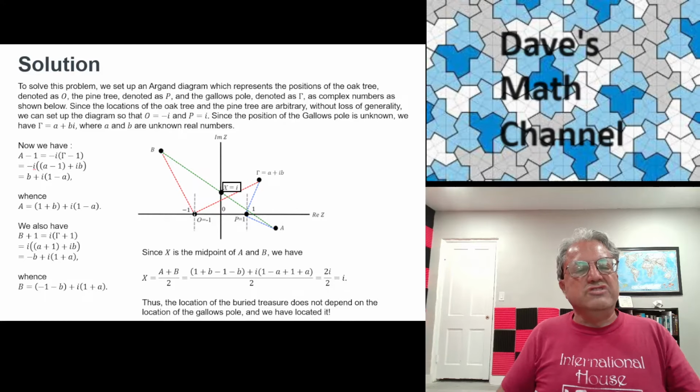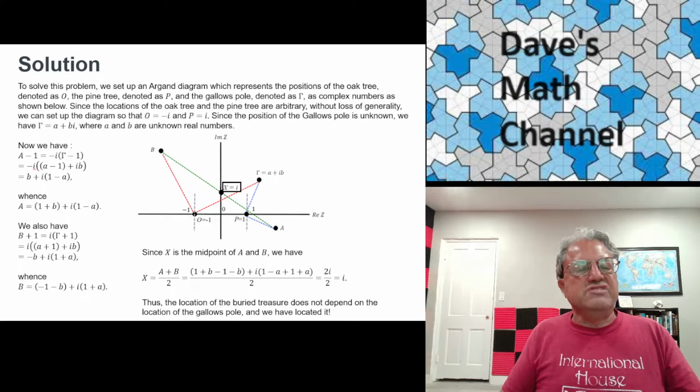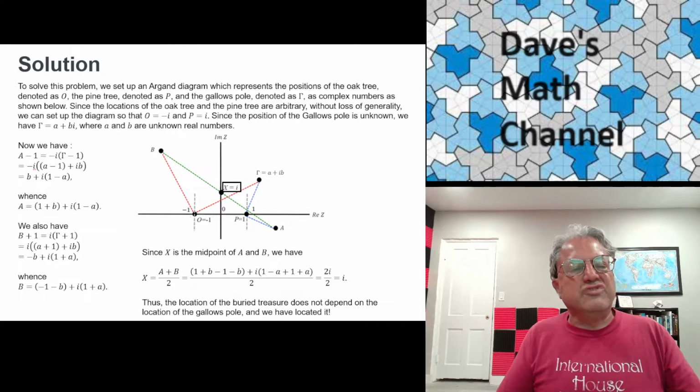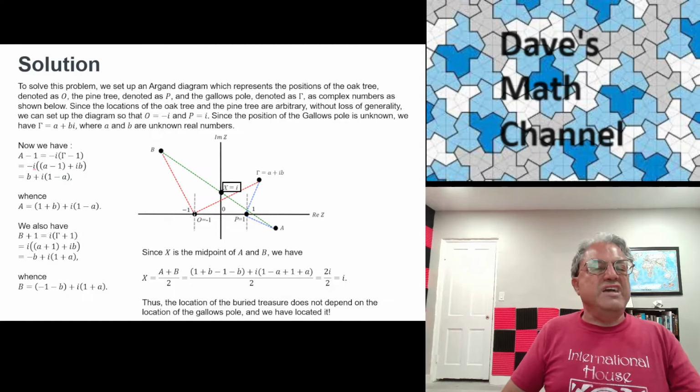And now what we have to do is calculate the coordinates of where we're putting our stakes, and we call those points A and B. A is the complex number corresponding to the location of the first stake, and B is the complex number corresponding to the location of the second stake, and X marks the spot. That's where the buried treasure is. X is the midpoint of A and B. So that's what we have to do. We have to find the coordinates. Ultimately, we have to find the coordinates of X.